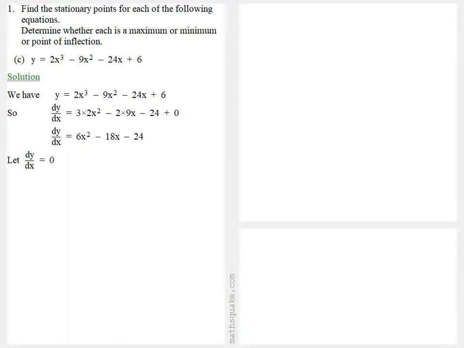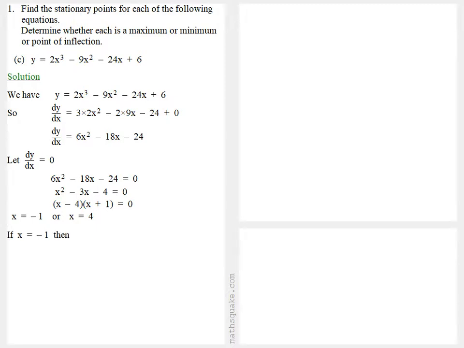Now to find the stationary points, we let dy by dx equal 0. So 6x squared minus 18x minus 24 is equal to 0. Well, we can divide all the way through by 6, so x squared minus 3x minus 4 is 0. And we can factorise that. We want two numbers that multiply to make minus 4, add to make minus 3, and they are x minus 4, x plus 1. So x is equal to minus 1, or x is equal to 4.